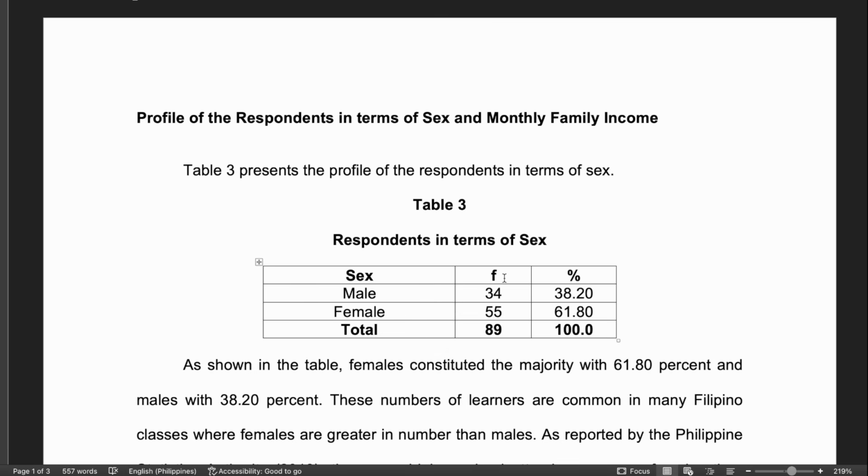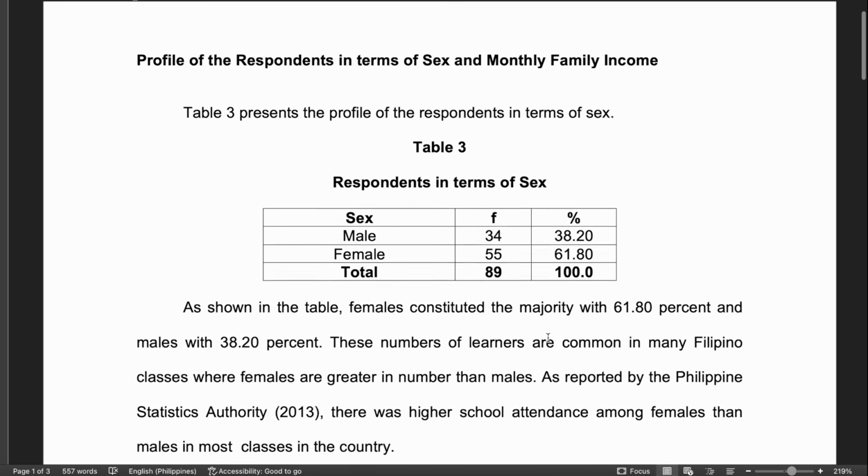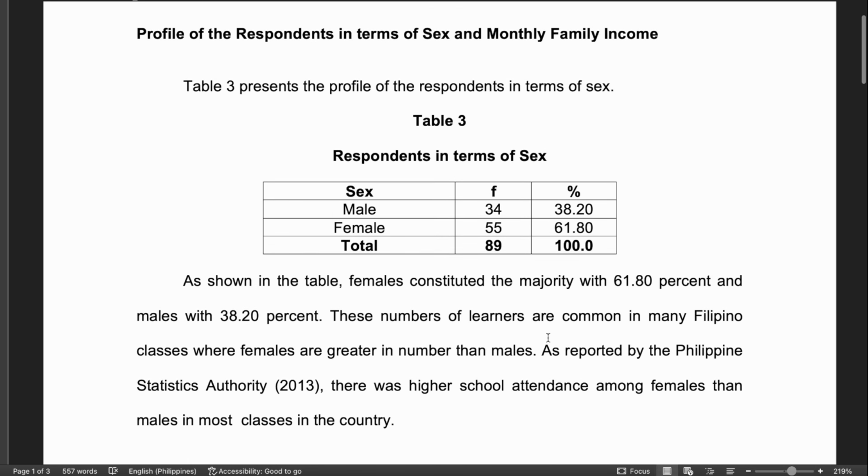We have here sex, male and female. We have the frequency and we have the percentage. So, frequency, ang total ay 89. Mas marami yung female, 55, which is equivalent to 61.80%. At yung male naman ay 34, which is equivalent to 38.20%. Okay, ang total nila ay ito. Kapag tinotal natin yan, that is 100%. So, paano na yung interpretation?